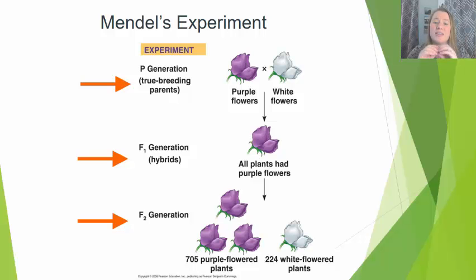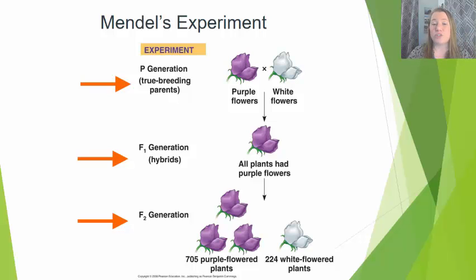And he found in that F2 generation that he had about 3/4 of the plants with the purple flower and about 1/4 of the plants with the white flowers. He was able to do some statistical analysis on this, and he did this experiment over and over again, and he was able to develop ways that we can predict the offspring.